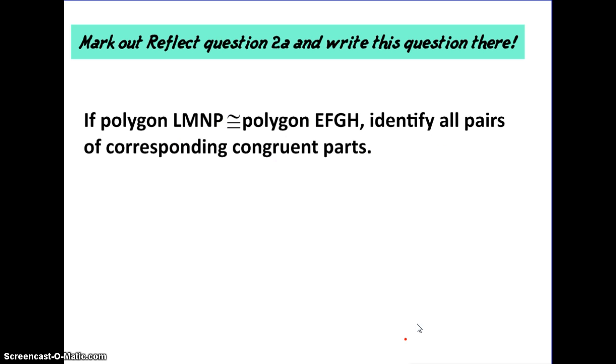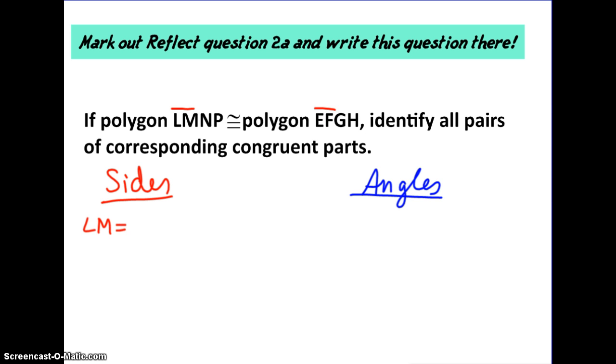Alright, so if polygon LMNP is congruent to polygon EFGH, identify all pairs of corresponding congruent parts. That means sides and angles. So you have sides here, okay, and then you'll have angles here. Alright, so first off, the first side, let's say LM and EF. Okay. Then I have MN and FG.